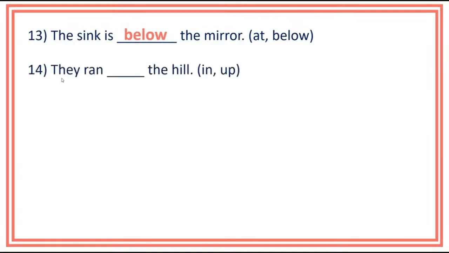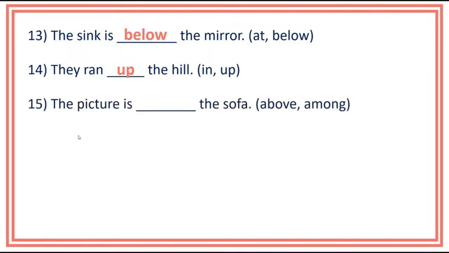Number 14. They ran blank the hill. Prepositions inside the bracket are in and up. Answer is, they run up the hill.